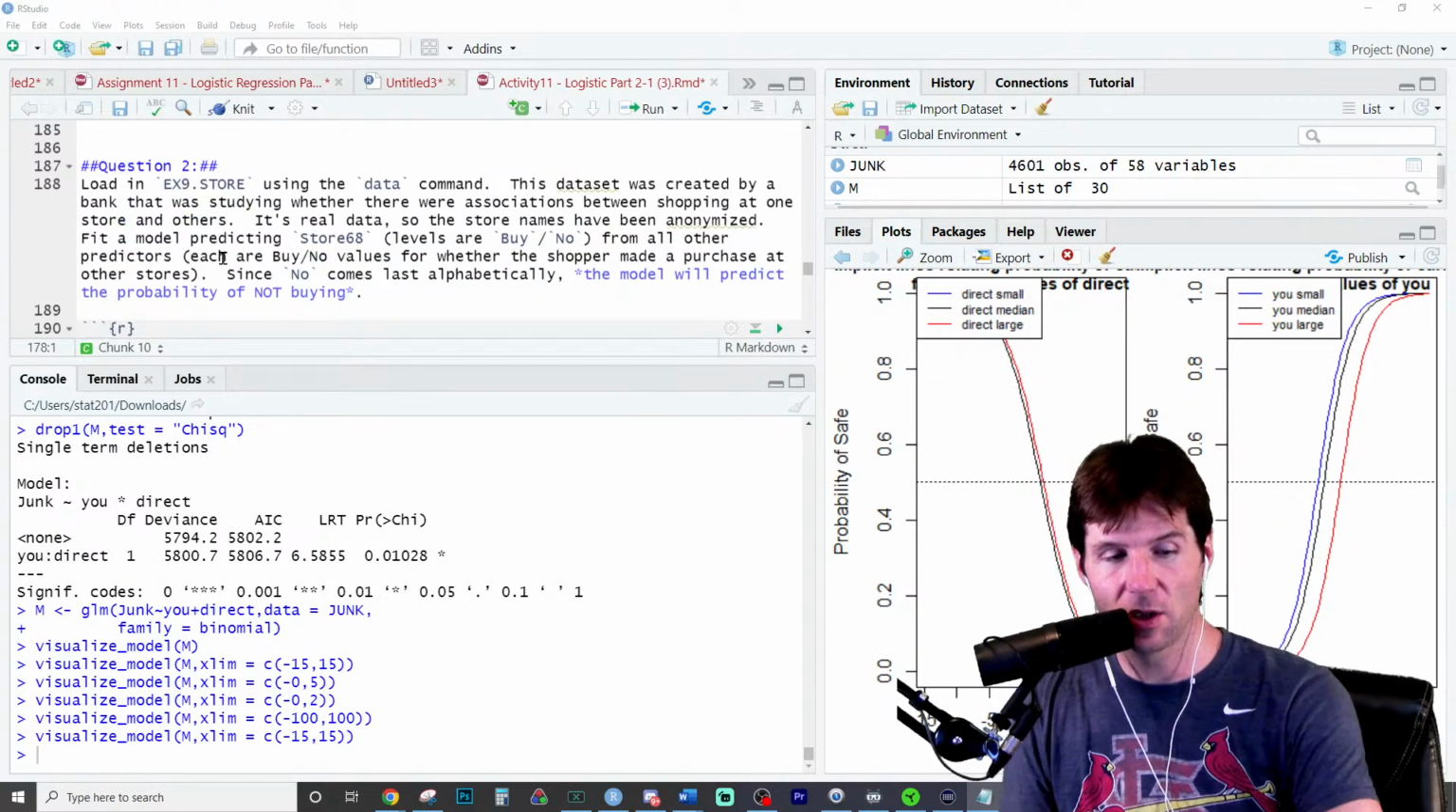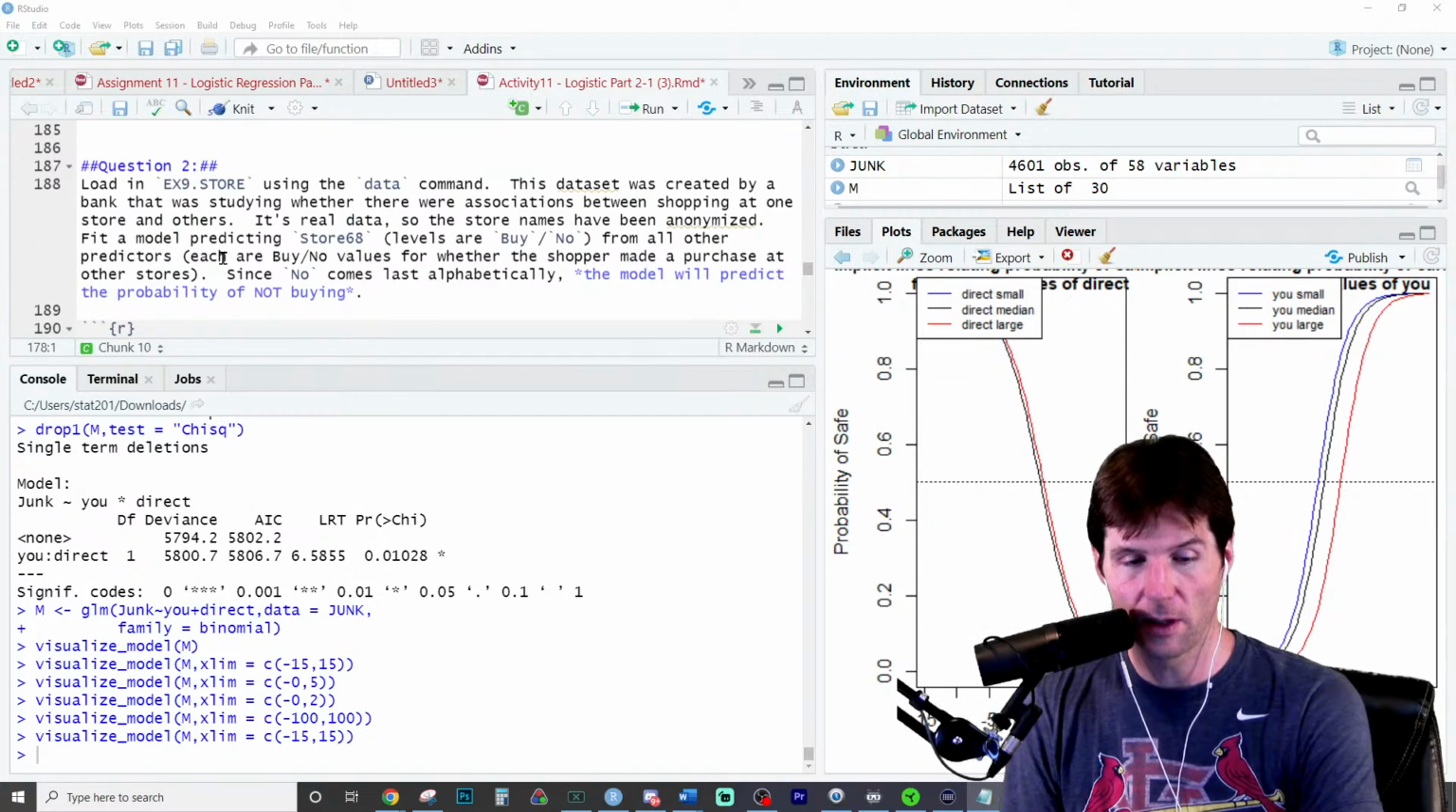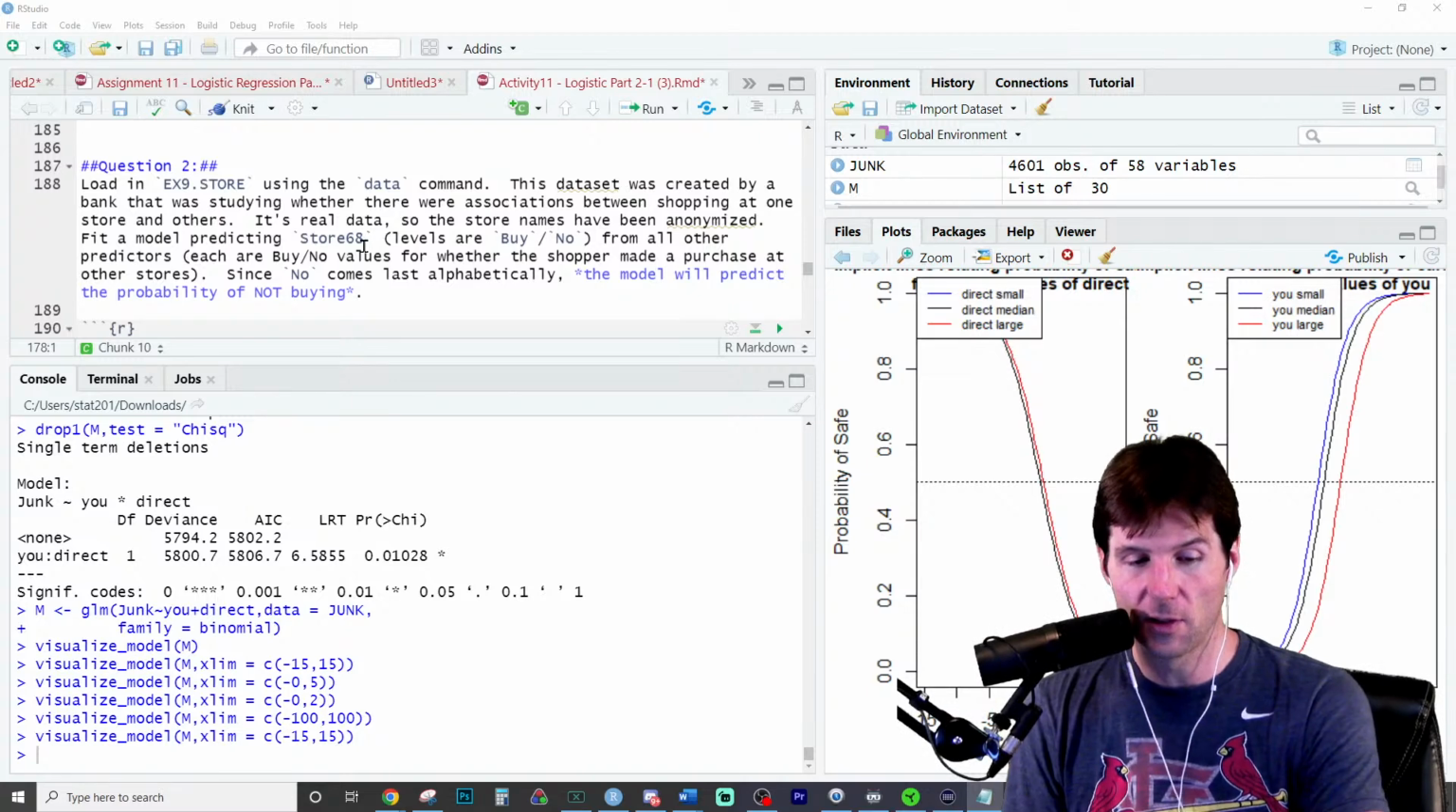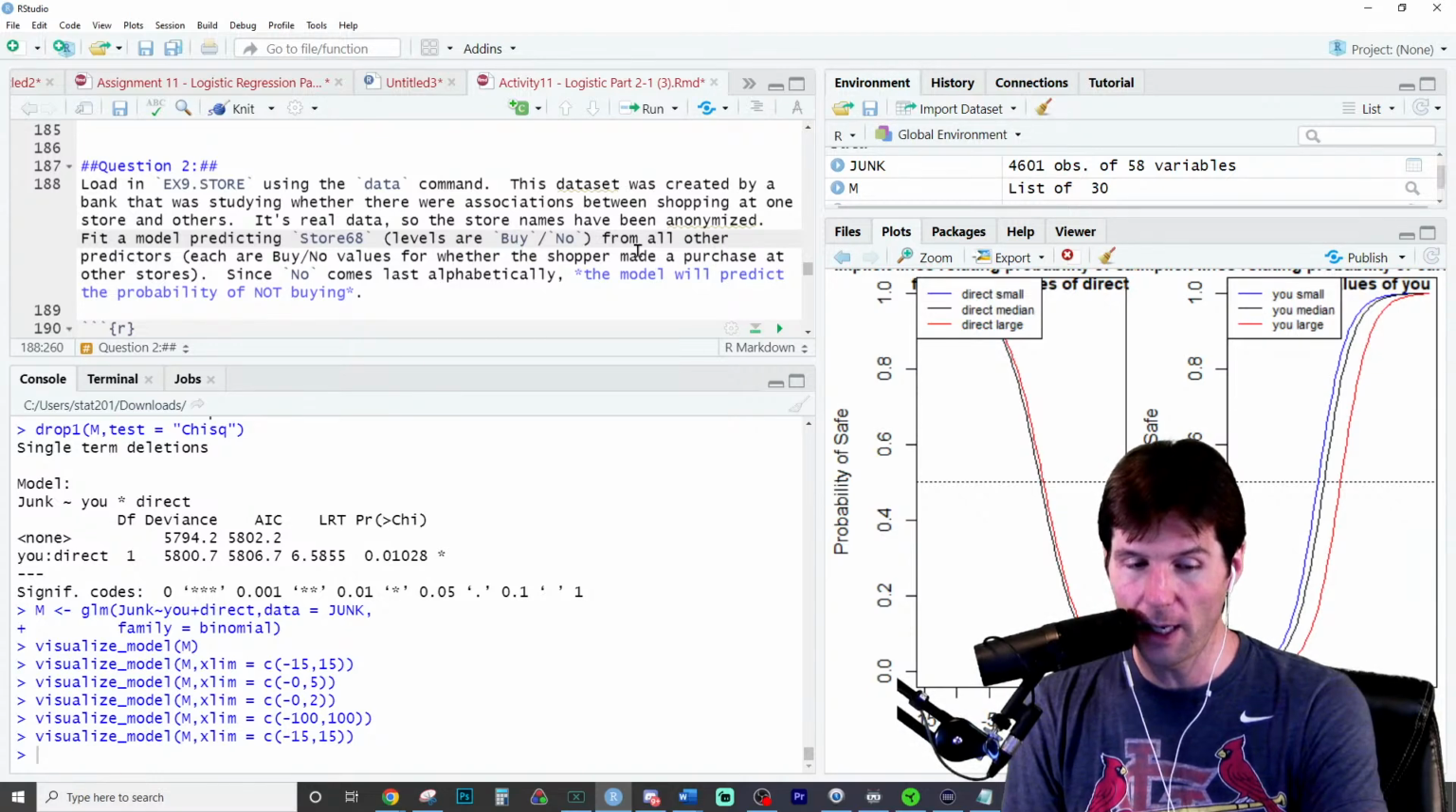Here we are with question number 2. Using the EX9 store data, this data set was created by a bank that was studying the association between shopping at one store and others. It's real data. So the store names have been anonymized. Fit a model predicting store 68, which levels are buy or no.